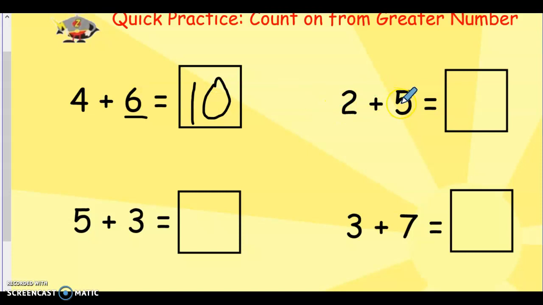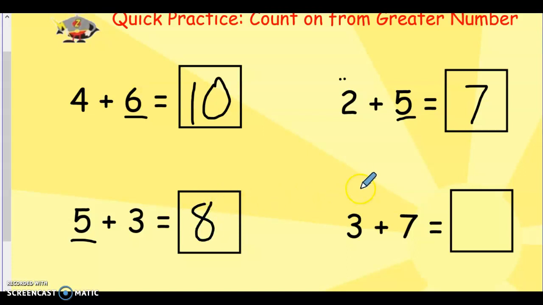Let's try 2 plus 5. What's the greater number? It's 5. And then we count on, so we'd say 5, 6, 7. If we have 5 plus 3, what's the greater number? It's 5. And then we start at 5 and count up 3 more. 5, 6, 7, 8.